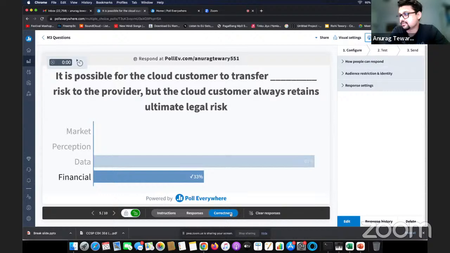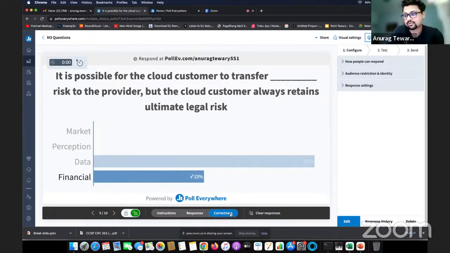Right. So you cannot transfer the data risk. The risk of data is always owned by the customer. You cannot transfer it in any way. What you can transfer is actually the financial risk, because through the contract terms, you are able to put in place SLAs, and you would be able to recover some monetary damages or even penalties from the provider as a result of a loss suffered by the customer. But the ultimate legal risk or liability lies with the customer.